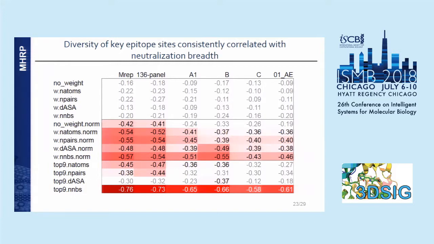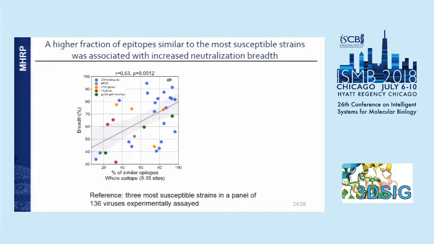The table shows the correlation coefficient between those definitions and the neutralization breadth. The main message here is just that the top 9 set, as ranked by number of neighbor residues, consistently gives very high correlation with neutralization breadth, and also always gives higher correlation than other definitions we tested. And that is for the diversity.